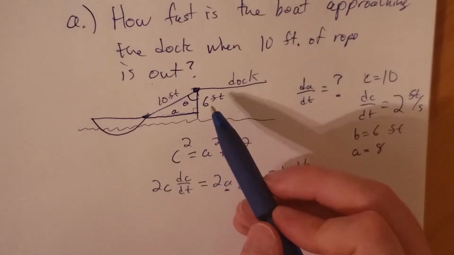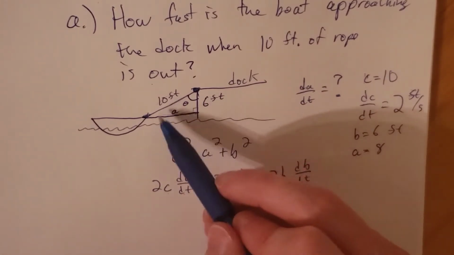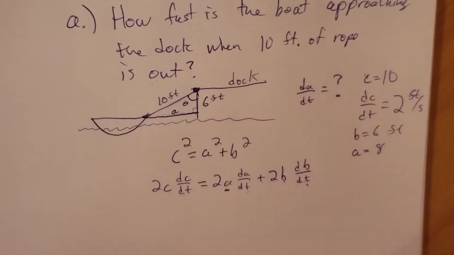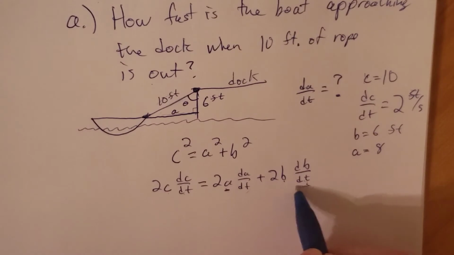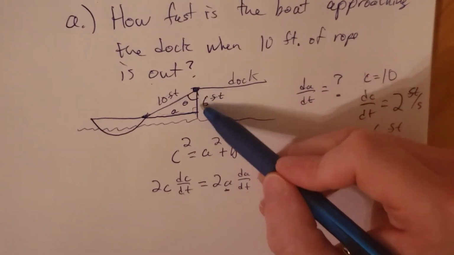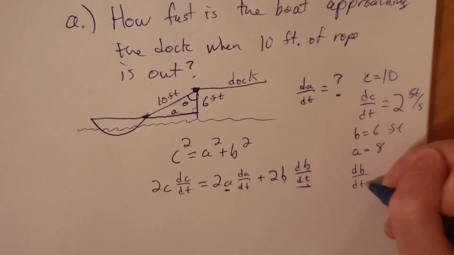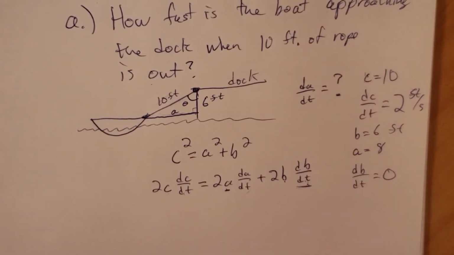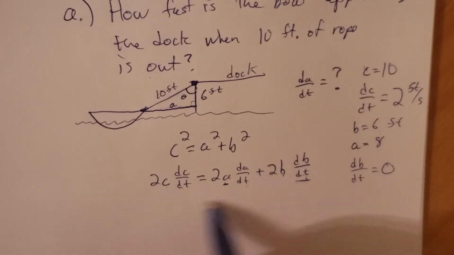Or we can also notice that this is a 3, 4, 5 right triangle. So by multiplying all of those by 2, we get 6, 8, 10. All right, now the other question is, we need to make sure we know what dB/dt is. Well, this height is never changing, so what is our rate of change there? That is 0. So now that we have all of our values here, then we can just plug them in.